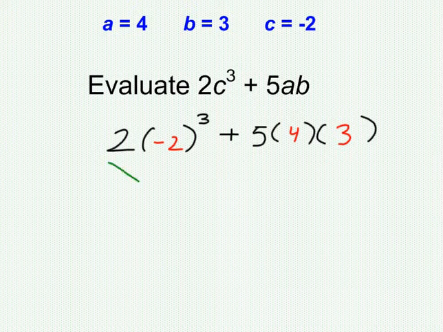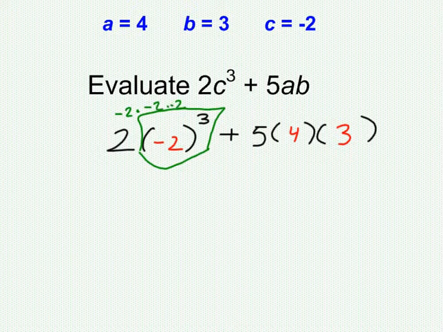Now as I look at this, a common mistake, a lot of people see the 2 times negative 2 and they want to multiply this first. Think about your order of operations. What comes first, exponents or multiplication? Your exponents come first, which means before you multiply by 2, you're doing negative 2 cubed.